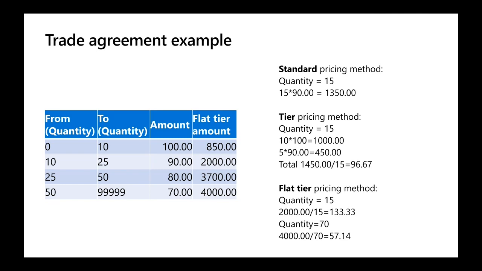And then tier pricing, we have the price bracket. So there's a certain amount at each level, and it's just added together and divided by the quantity to get that unit price. And then that flat tier basically means for any quantity in that amount, or in that price bracket, it'll charge the same flat amount.